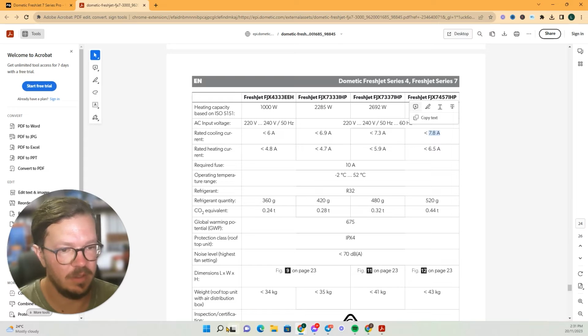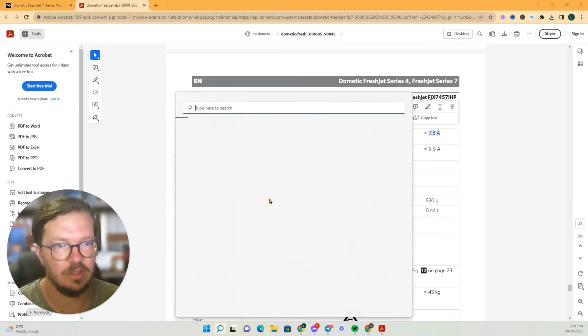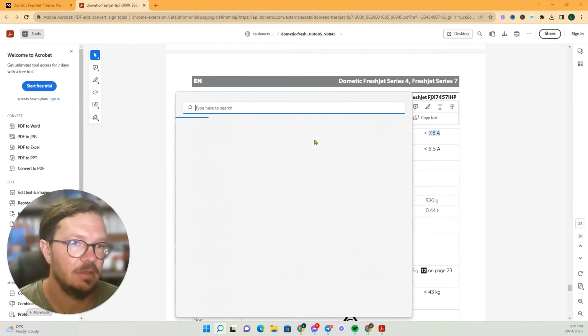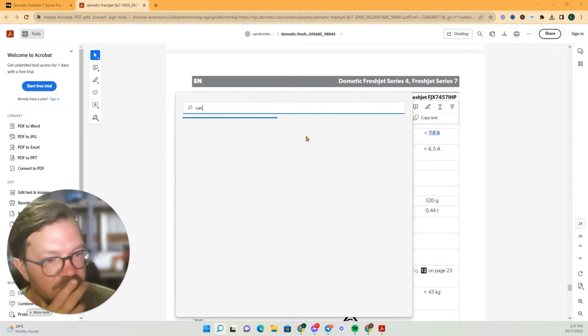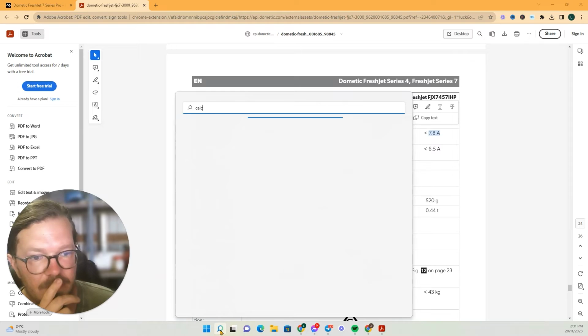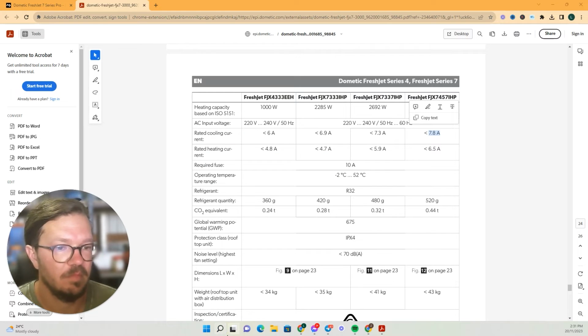So then what we want is a calculator, which is, jeez, why is that so slow? Come on. Impatient? Oh, my computer doesn't like me.